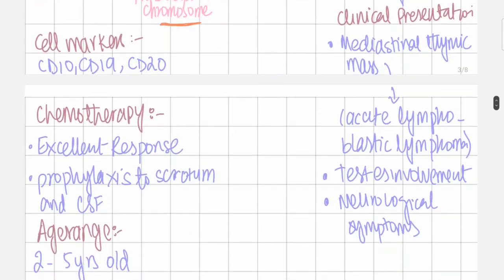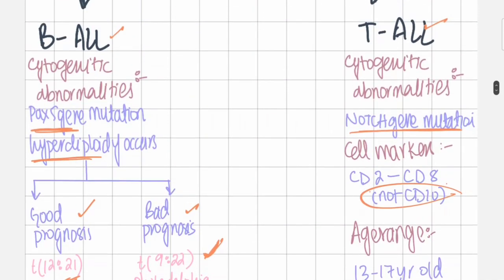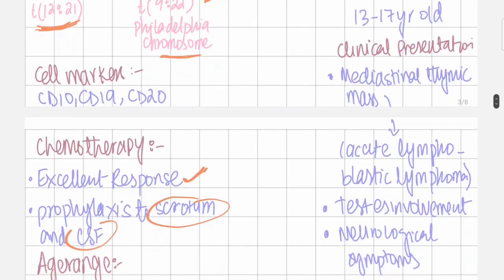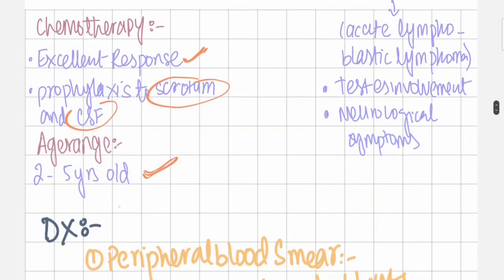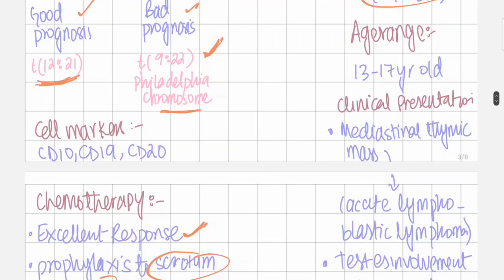For B-ALL, chemotherapy has an excellent response, but we also need to do it for scrotum and CSF. And chemotherapy is usually done also in T-ALL. Age range in B-ALL is 2 to 5 years old, very young patients. And for T-ALL, it's 13 to 17 years old.